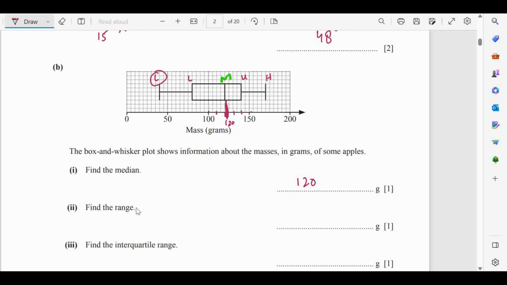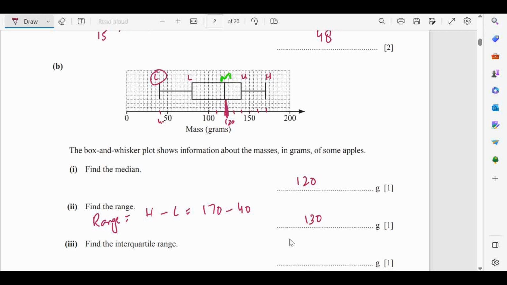Find the range. Now the range is the highest value minus the lowest value. Now the highest value here is 150, 160, 170. So 170 minus the lowest value. The lowest value is 40. So 170 minus 40 is equal to 130. Let's move to the third part.